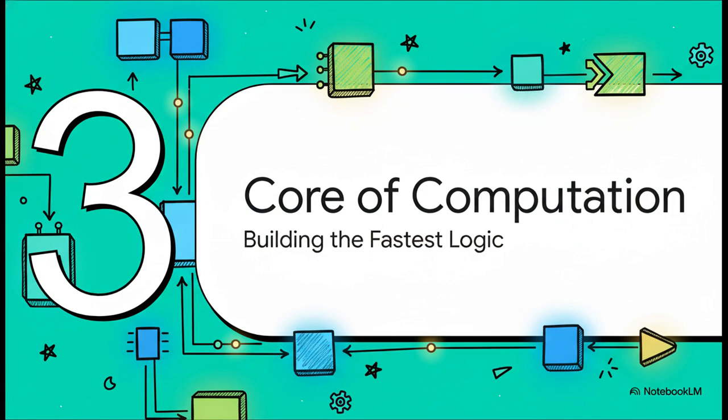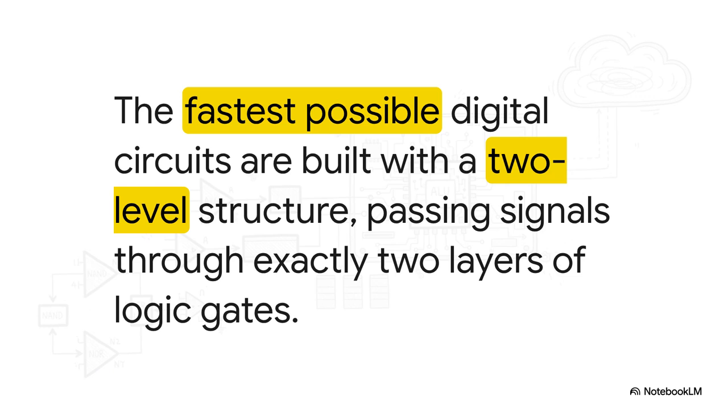Now we're going to get to the core of what a computer actually does: computation. How do these simple little bricks create the logic that does math at lightning speed? So there's this really important rule in digital design. The absolute fastest way you can build any logic circuit, doesn't matter how complicated, is with a structure that only has two layers of gates. If you add any more layers, you're just adding delays. And in computing, speed is everything.